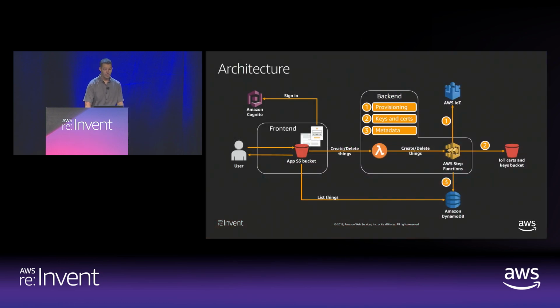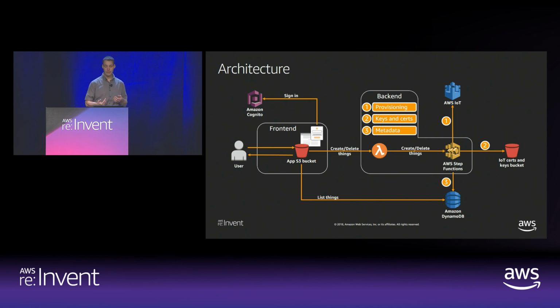So here's the overall architecture. The first piece of it is the user interacting with the front end. The front end's a React-based website. It's a static website hosted in S3. Users connect to that with Cognito to log in and authenticate. And then the main purpose of the application is just to create and delete these bots.